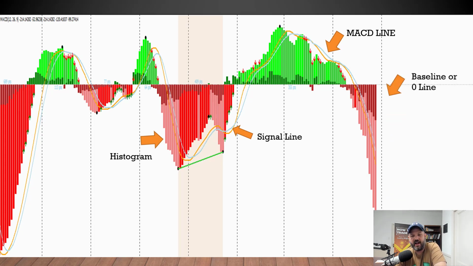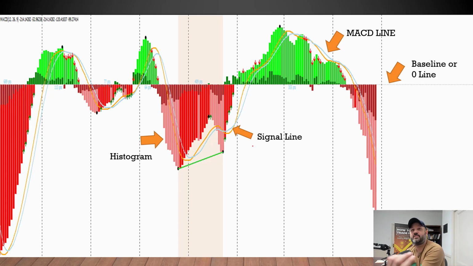All right, and then finally, we have the baseline or the zero line, right? So when price goes to zero and below, it starts getting red, and when price goes above zero, it's getting green. One is indicating selling pressure, the other is buying pressure. Green is bullish, red is bearish. And so that's the simple diagram of everything that you're going to see in the MACD. But I'm still going to go ahead and now explain how all of that actually works.